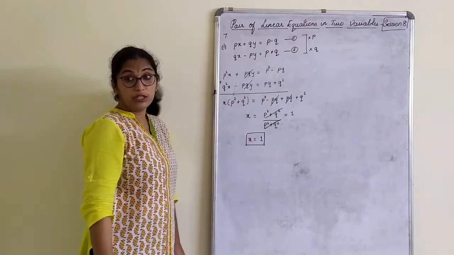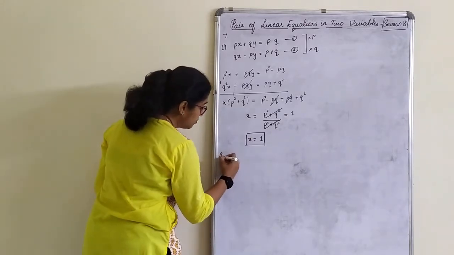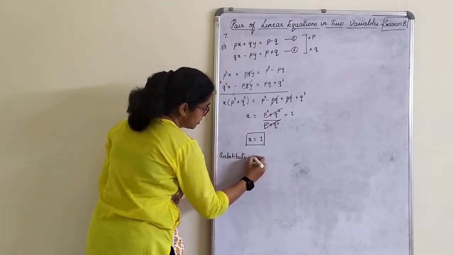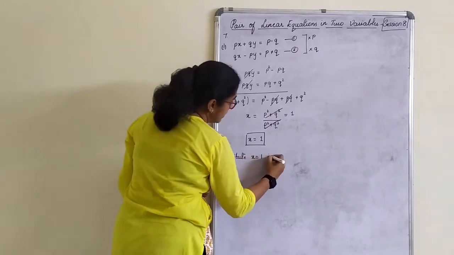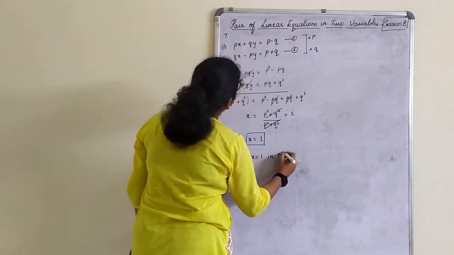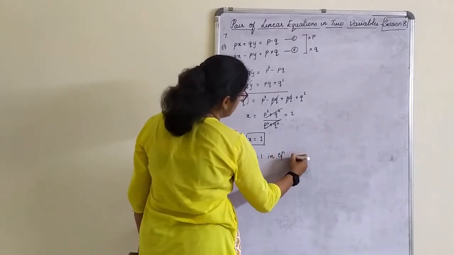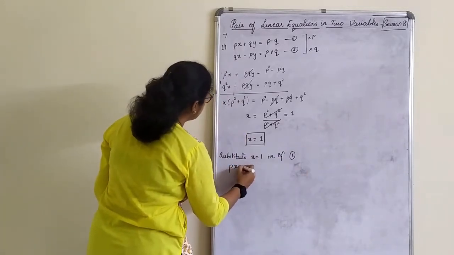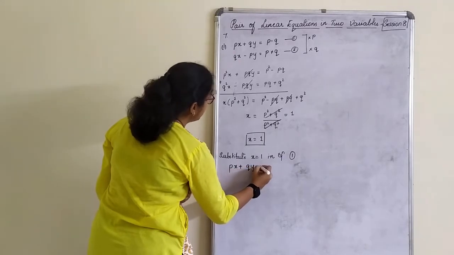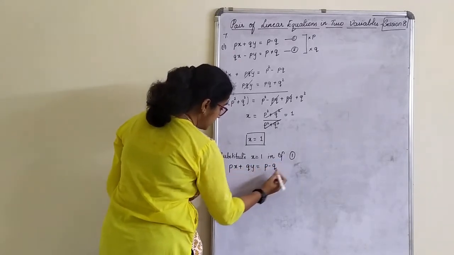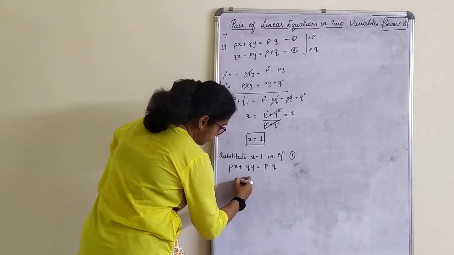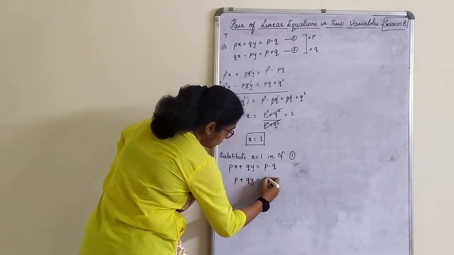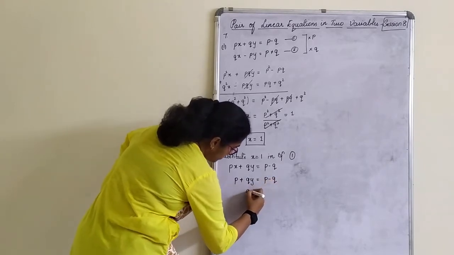Now let's find out y value. Substitute x is equal to 1. In which equation do you want? Shall we take the first one? Okay, in equation 1. So x is equal to 1. We'll write the equation first: px plus qy is equal to p minus q. So x value is 1, p plus qy is equal to p minus q.